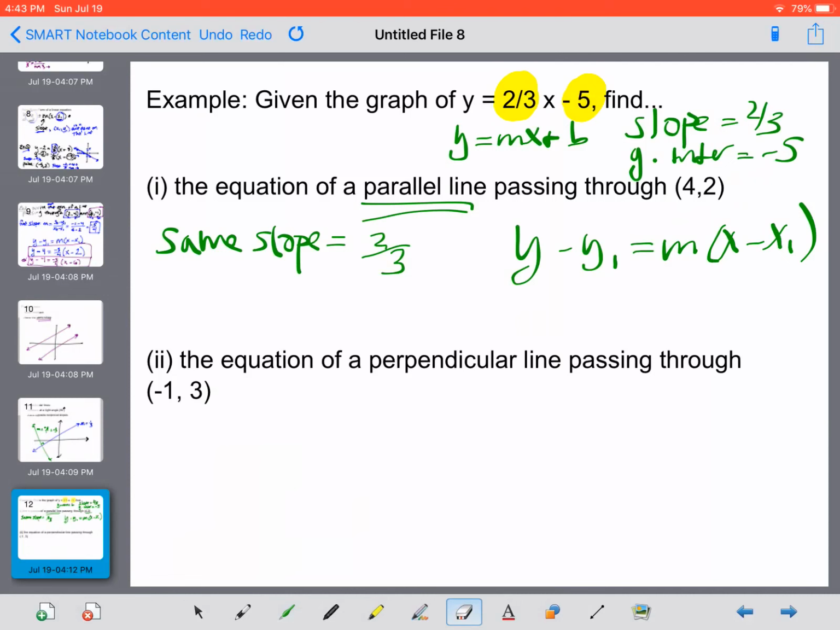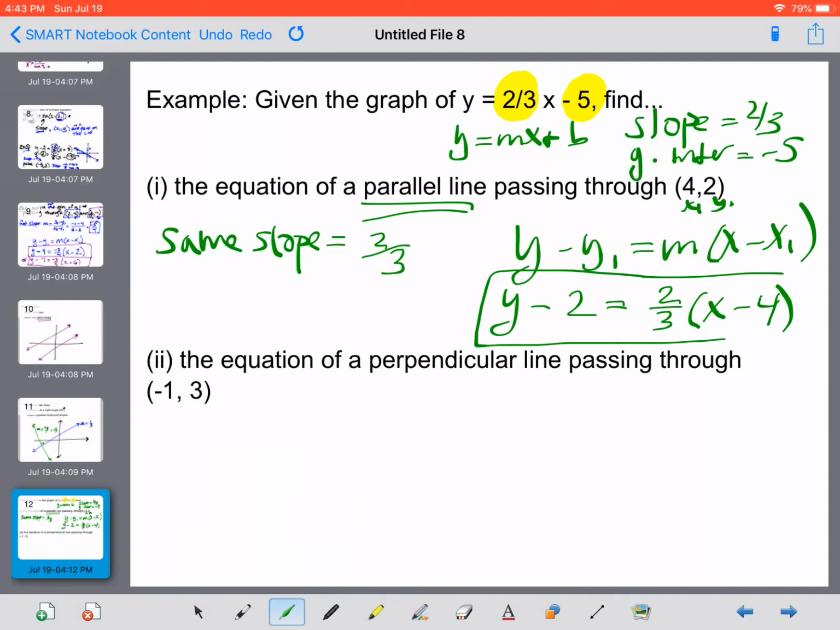Right, remember, 4 is going to be your x1 and 2 is going to be your y1. So plugging this all in, we get the equation y minus 2 equals 2/3 times x minus 4. That's your equation of your parallel line.